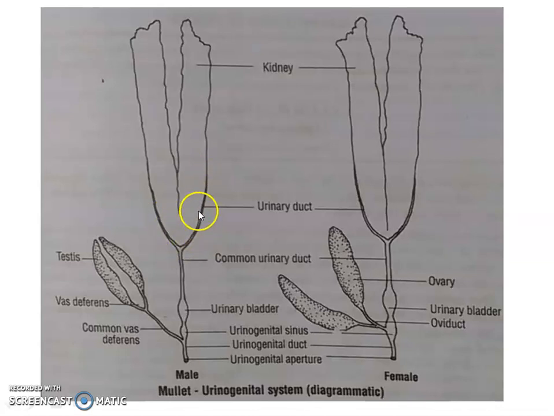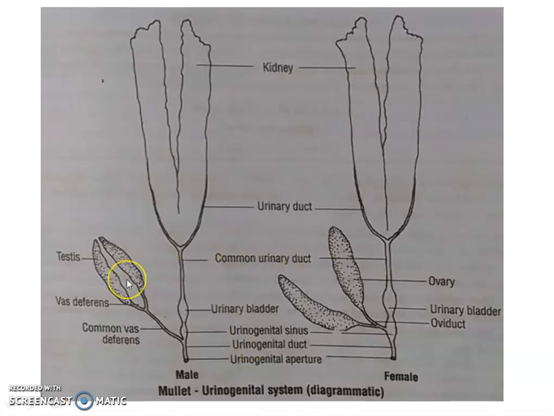The left and the right urinary ducts join together to form a common urinary duct. It runs posteriorly, and there it expands to form a structure known as the urinary bladder, which continues to the urinogenital sinus. Till the urinary bladder it is completely excretory system, but from the urinogenital sinus it is a combined part, reproductive as well as excretory together. The urinogenital system continues to open to the outside by the urinogenital aperture, and this is actually the same in male and female.